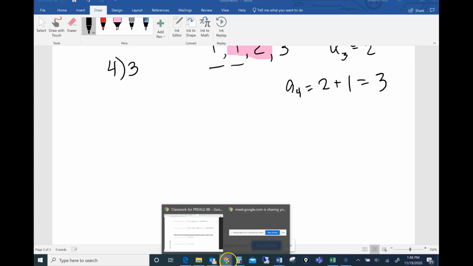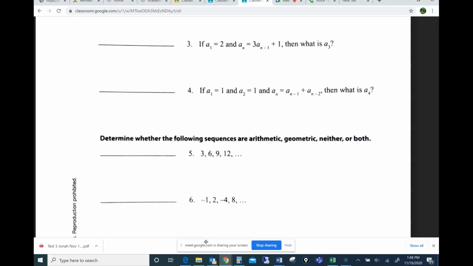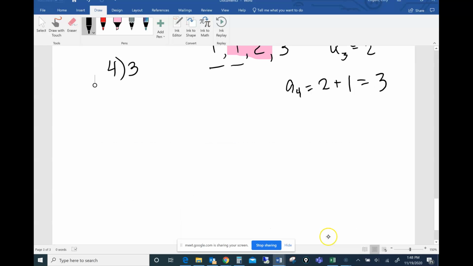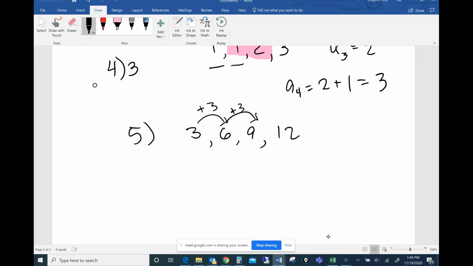Okay, number 5. On these, we were just asked to identify whether they're arithmetic, geometric, or neither, or both. Okay, 3, 6, 9, 12. To go from one to the other, we have to add 3. Okay? So that's an arithmetic because we're adding something. We're adding a common difference. So that's number 5 is arithmetic.